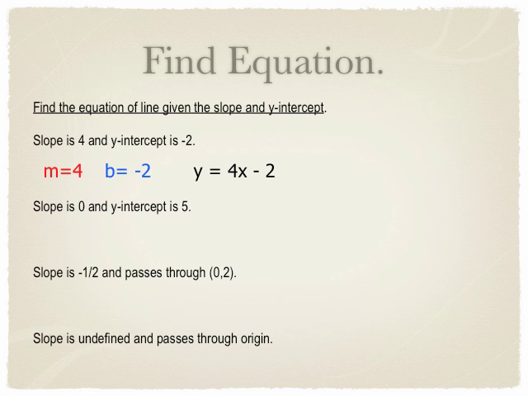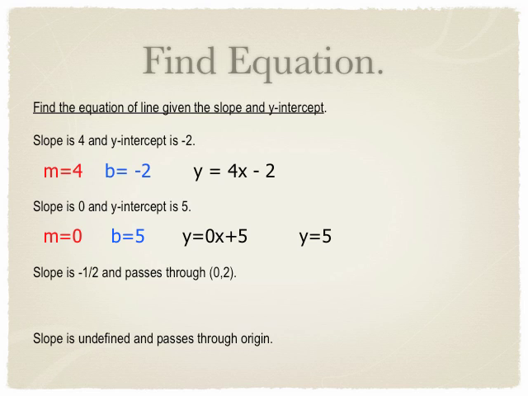Okay, next one. Slope is 0. The y-intercept is 5. No matter what information you're given, the first thing you do is find the slope. Slope is 0, it was given. Y-intercept is 5, that was given. Write down the equation. Y equals mx plus b, which is y equals 5.